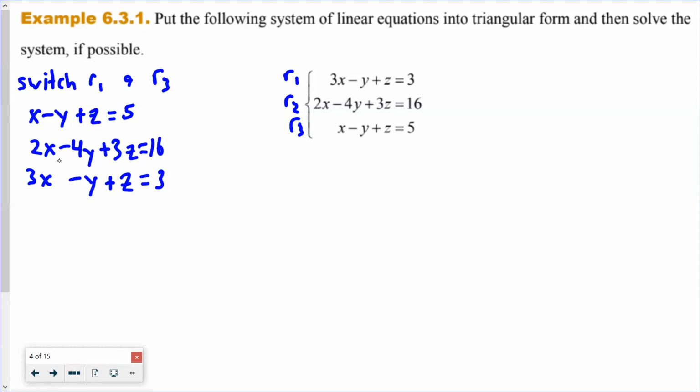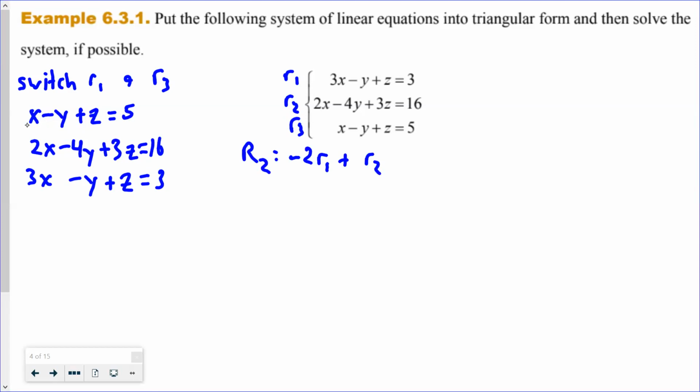So what I'm going to do here is make a new row 2. And the way I'm going to do that, if I'm making a new row, I write it capitalized. And if I'm using old rows, I use lowercase, okay? To get rid of that 2x in row 2, I need a negative 2x. So up here on row 1, I'm going to times row 1 by negative 2. So I'm going to do negative 2 times row 1, and then I'm going to add it with row 2.